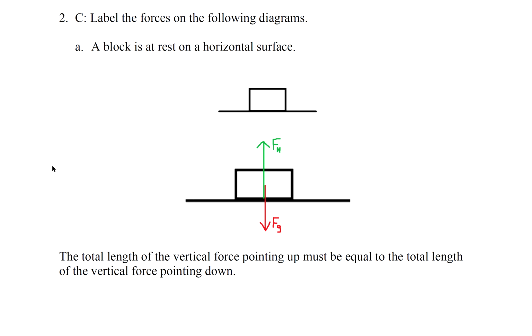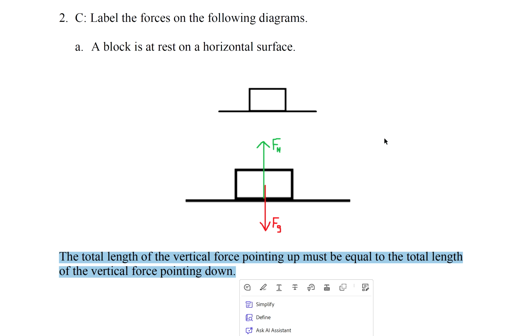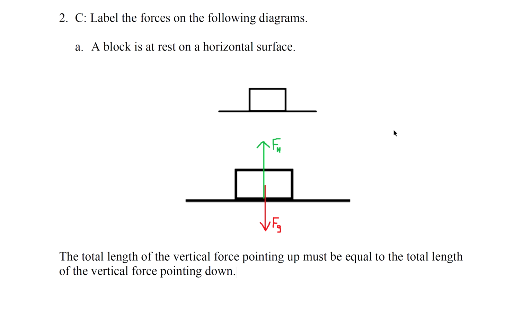So, question 2. Label the forces on the following diagrams. Part A. A block is at rest on a horizontal surface. So if a block is at rest on a horizontal surface, nothing is pushing or pulling it. The total length of the vertical force pointing up must be equal to the total length of the vertical force pointing down. It's difficult to draw exact magnitudes, but you can see the force of normal is up, force of gravity is down. Force of normal points from the surface of the object, force of gravity points from the center of the object.